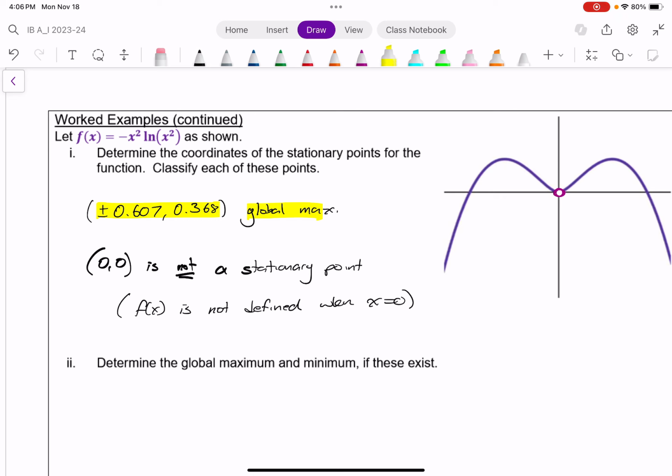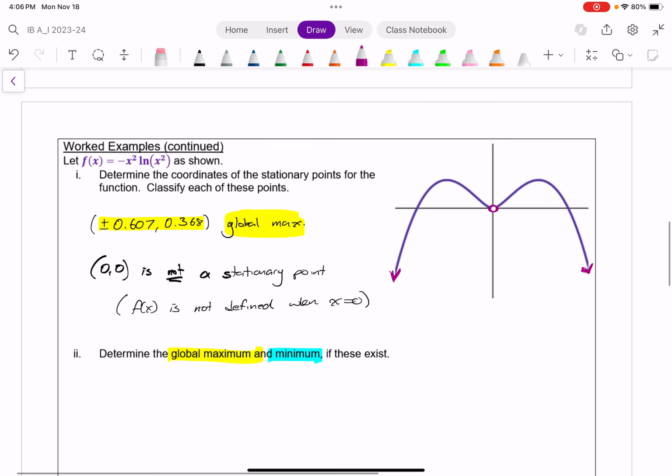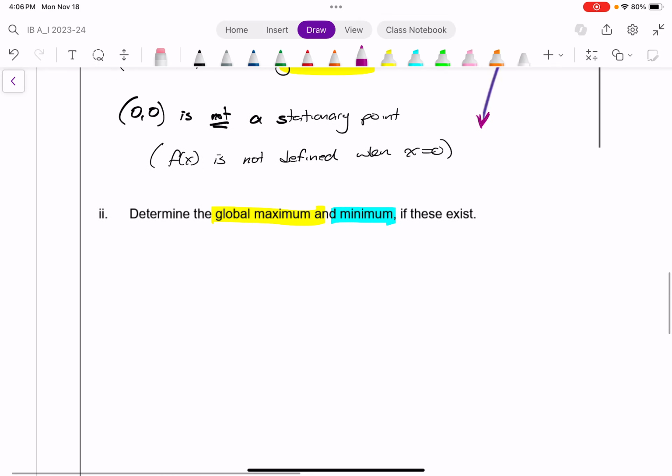Well, I've already said, actually, the global maximum were these 2 points here. The global minimum does not exist because this function just keeps going down and down forever. So this function has a tie. Its global maximum is approximately 0.368 at plus or minus about 0.6 on the x. There is no global minimum.